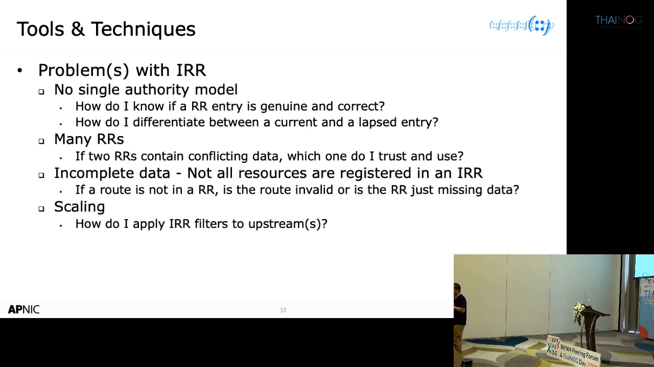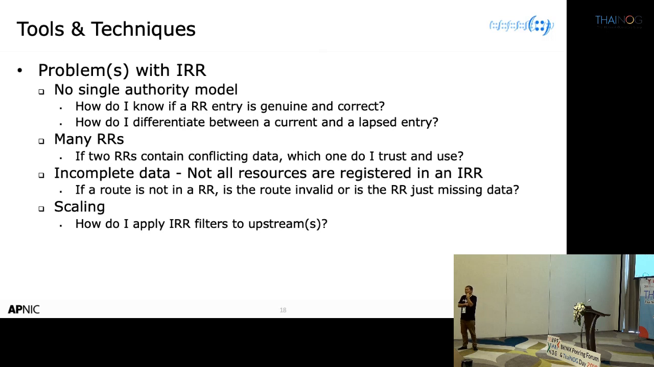Now, the problem with that is if I'm trying to auto-generate filters using that dirty database, my filter is also dirty then, right? My filter is only as good as the accuracy of the database. That's the problem. And there are just too many. Anurag had a presentation in Myanmar last week. He said there are 25 routing registry databases, 25. So which one do I trust? There might be an entry in one, there may not be an entry in the other. So which one is correct? Right. So that's the problem.